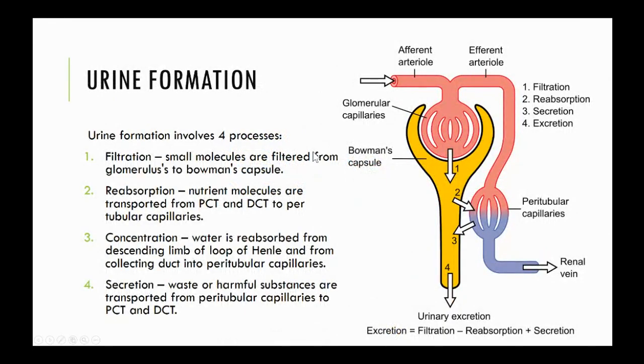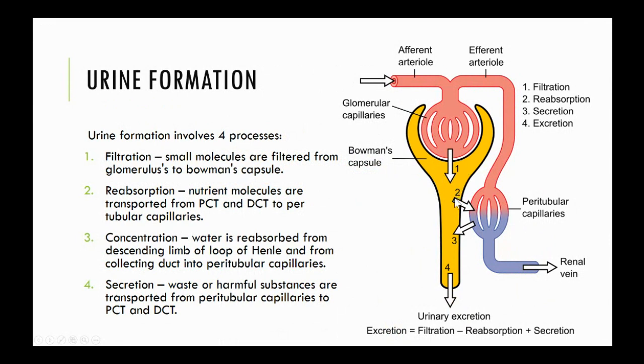So the way that urine actually forms is that we have filtration, reabsorption, secretion, and excretion. One of our steps, though, with that sort of idea is that we also have concentration. So filtration is happening right here at the Bowman's capsule. So these small molecules get filtered from our glomerulus. So remember, there's blood in here, right? And so that blood is going to be filtered out, and we go into the Bowman's capsule.